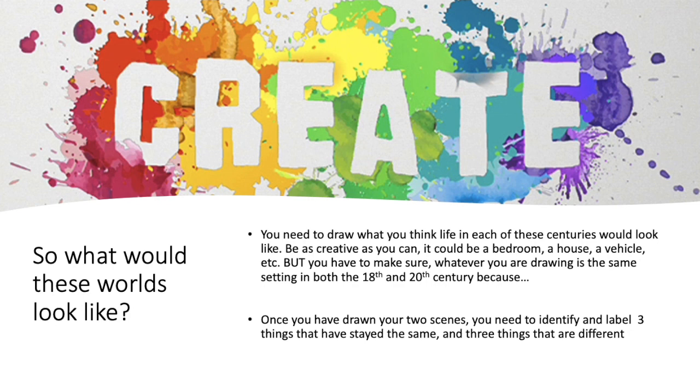My 3 differences then could say, well, one has a typewriter in it. The 20th century one has a typewriter or some kind of basic computer, whereas the 18th century bedroom has maybe a pen or a quill and some ink at a desk. That would be something that is different because obviously they didn't have computers or typewriters in the 18th century.